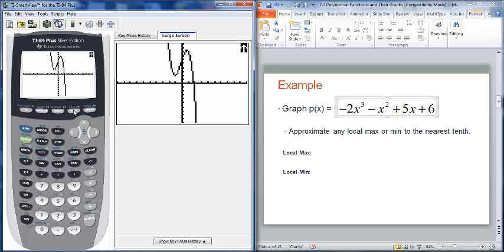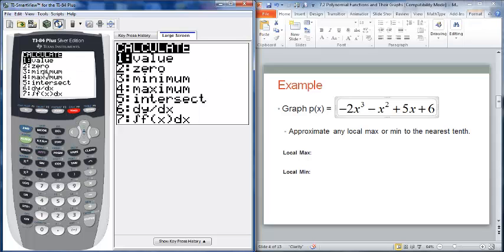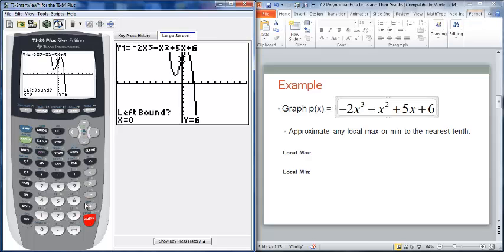So if you hit second, calc, we're going to look for a minimum first. So we'll select 3, hit enter, and it's asking for the left bound. So I'm going to move the cursor to the left of that point, hit enter. I am then going to move it to the right bound, so move that to the right, hit enter, and I'm going to hit enter again for the guess.